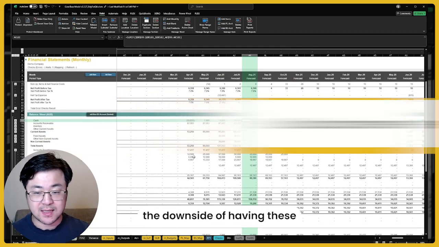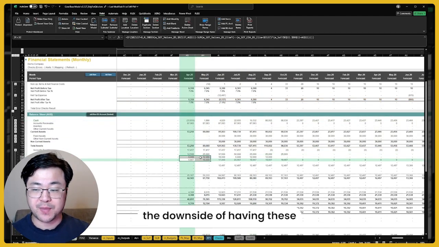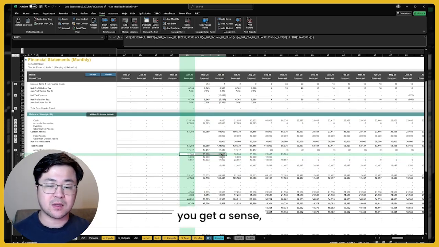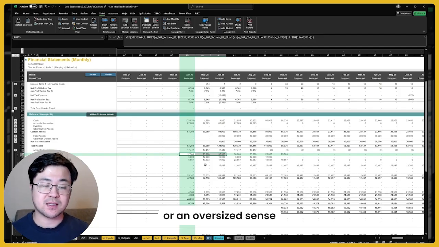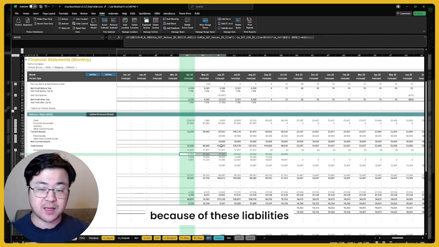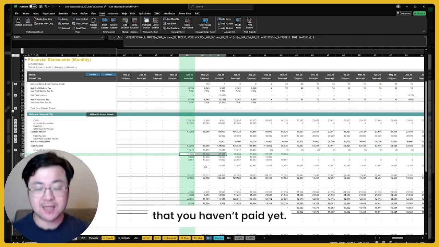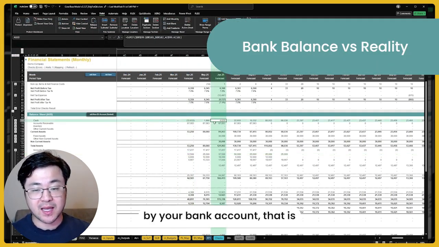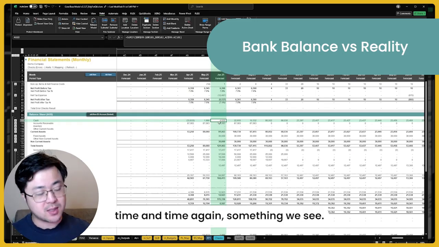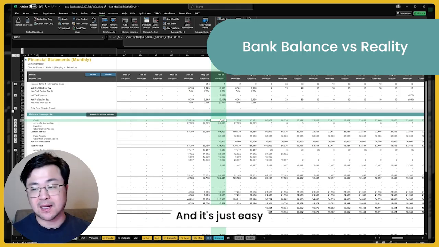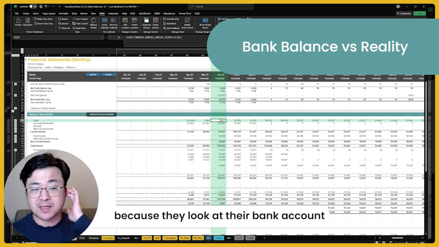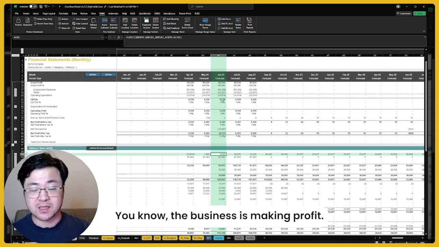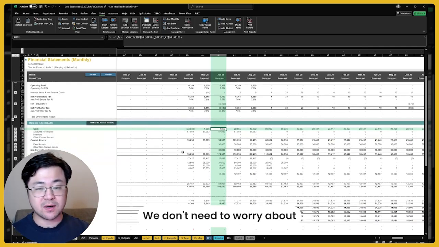Ideally, the downside of having these pay-as-you-go withholding is that you get an oversized sense of what your cash balance looks like because of these liabilities that you haven't paid yet. So that's when I say there's the danger of running a business by your bank account. That is time and time again something we see. And it's just easy for business owners to do that because they look at their bank account, they're like, we've got enough cash. The business is making profit. Easy days. We don't need to worry about it.